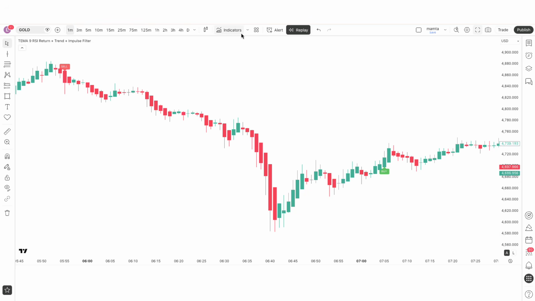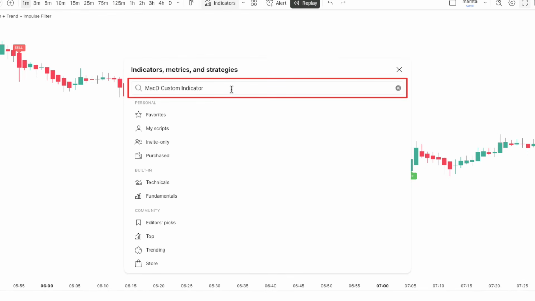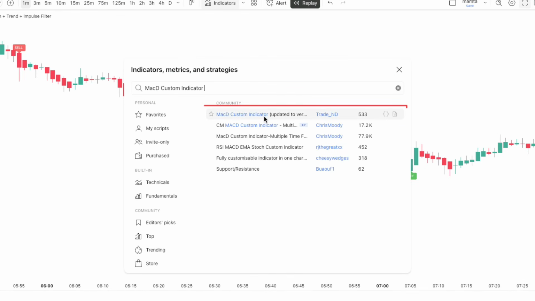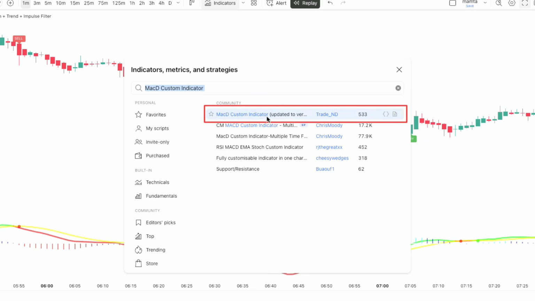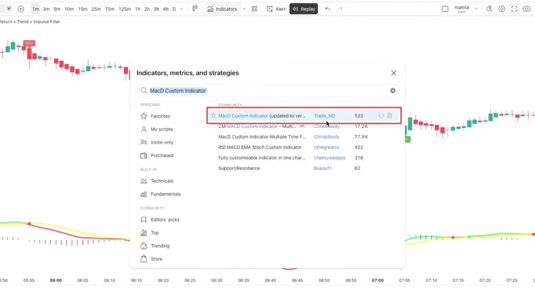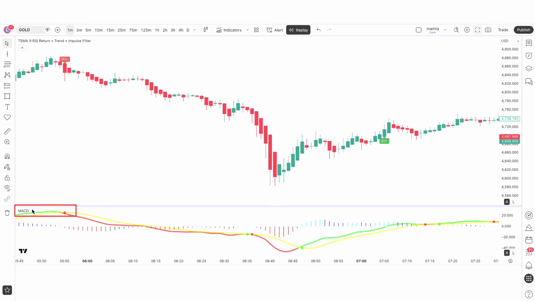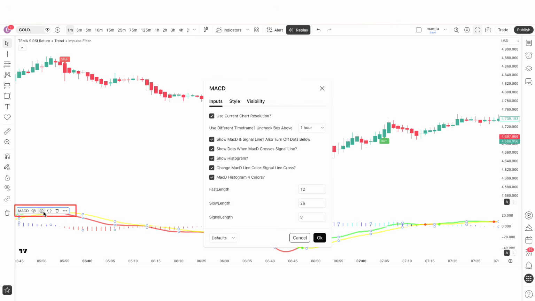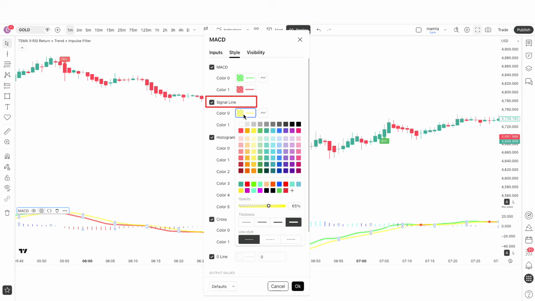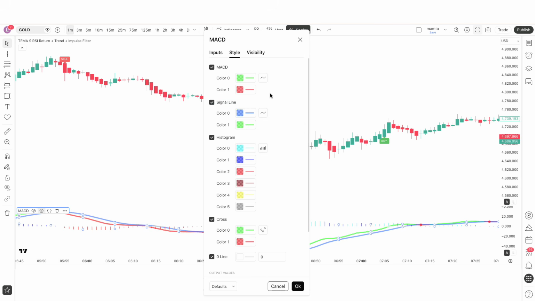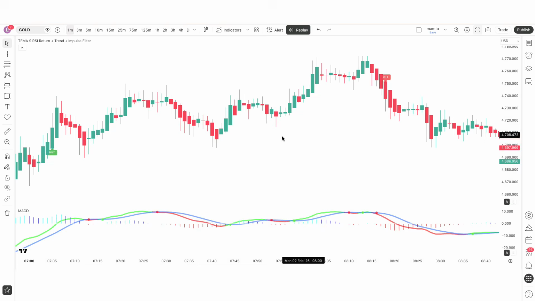Let's go to the indicator search, type MACD custom indicator, and select this one, MACD custom indicator created by Tradingview. Now let's access the settings of this indicator so we can modify it to suit our strategy. We change the slow length 26 to 28, then change signal length 9 to 7, then change signal line color yellow to blue. And here everything is fine after that. Click OK. Now our setup is ready.